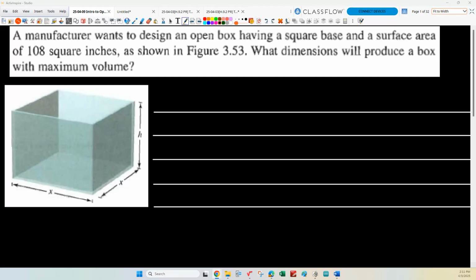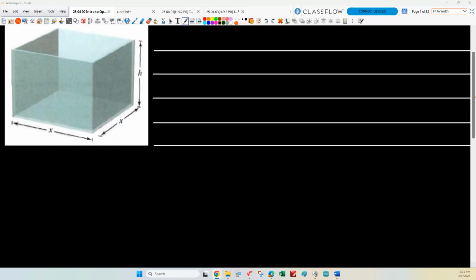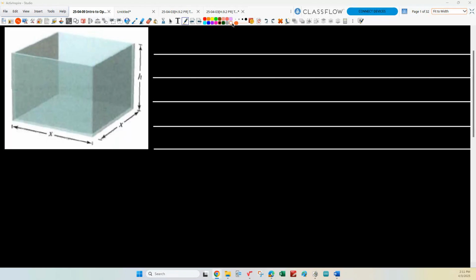Well, we're trying to maximize volume. So first of all, let's come up with a volume equation. What is the volume of that box? And the dimensions are x by h. Yeah, it's x squared h, isn't it? Everybody agree? Okay, so there's volume. I'm going to want to find the maximum for volume, right?